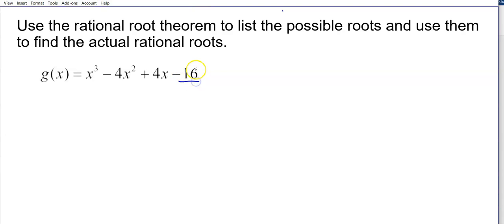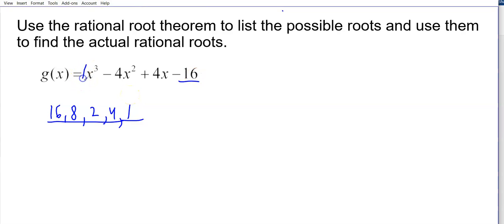Okay, factors of the last term, I'm going to put in the numerator. So the numerator: 16, plus or minus 8 and 2, 4 and 4, 1 and 16. I didn't put them in order, but those are all the possible factors of 16.